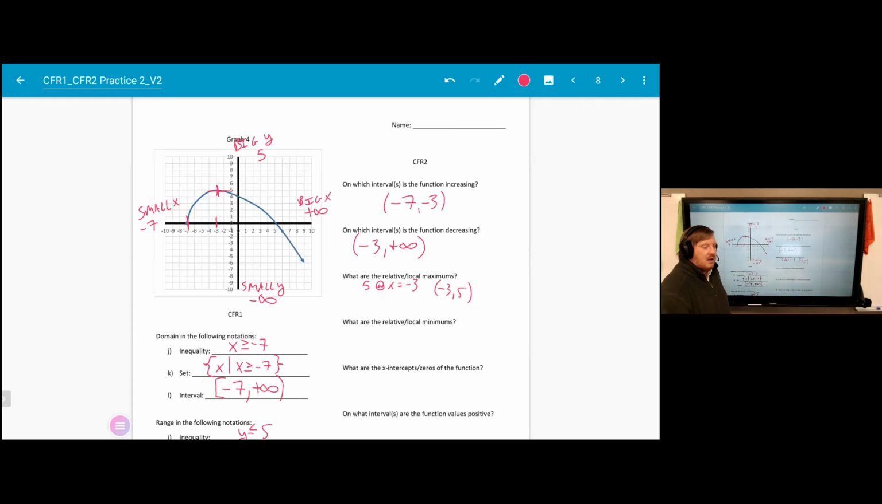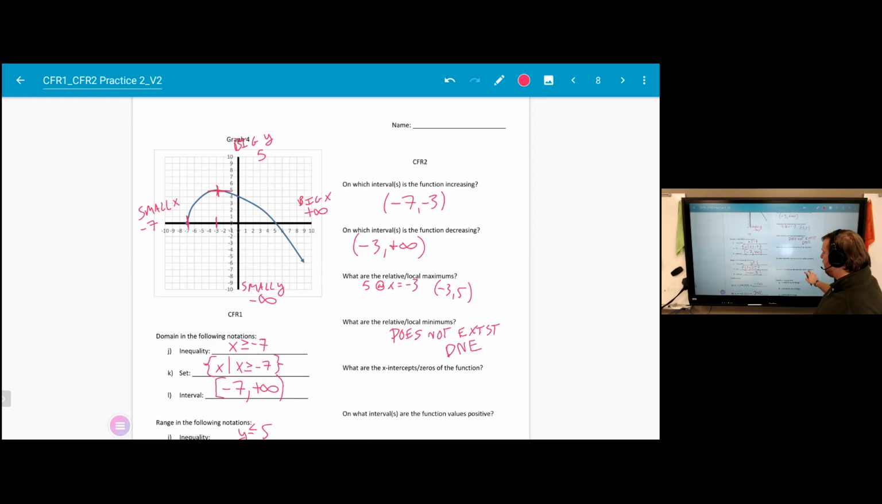And here it says, what are the relative or local minimums? Well, here's an interesting case. Do you see any spots where you've got a valley? I sure don't. And since there are none, we write does not exist. Does not exist, or DNE. Does not exist. Kind of like end behavior, right?